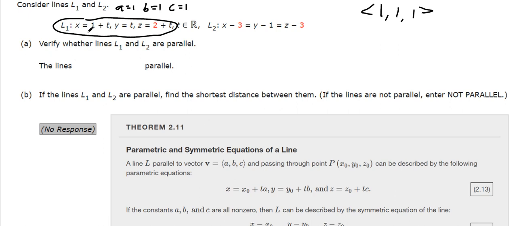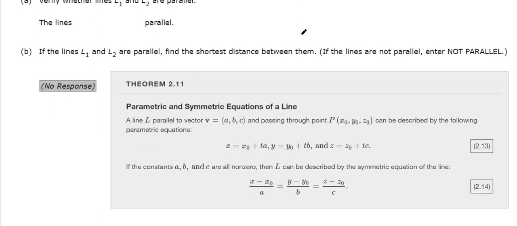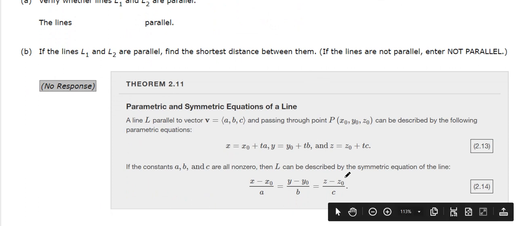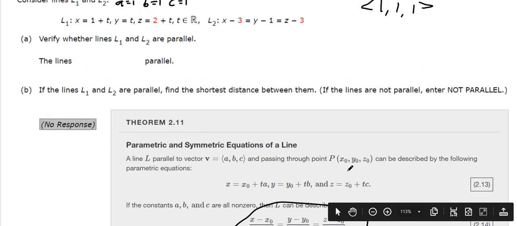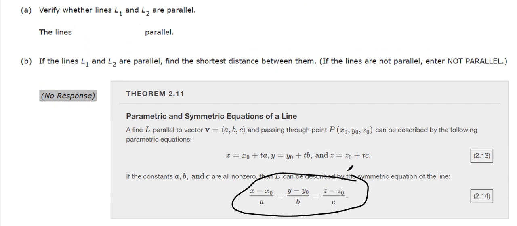Whatever this line is, it goes through a different point, but this line is parallel to 1, 1, 1. And we can do the same thing with L2, except L2 is just in a different form. L2 is in the form of a symmetric equation of a line, where we're equating all the x's, the y's, and the z's together, all those three different directions.